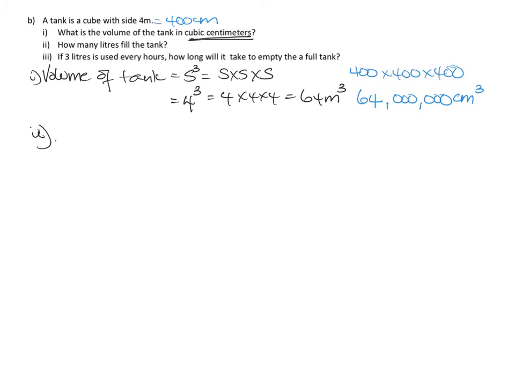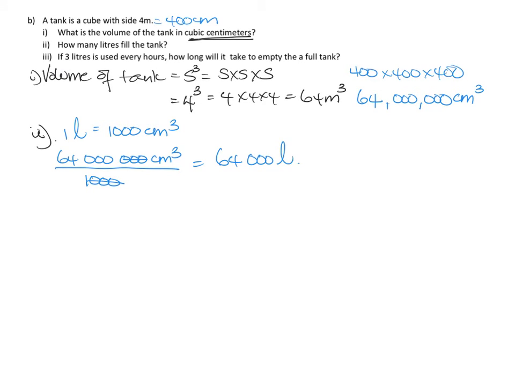So now we want to convert it to liters. We know that 1 liter is equal to 1,000 centimeters cubed. So therefore, if we have 64 million centimeters cubed, we divide that by 1,000, and that would give us 64,000 liters.